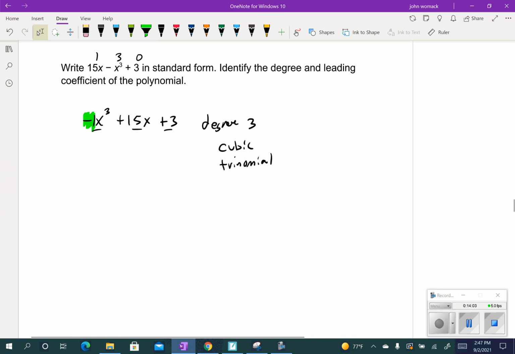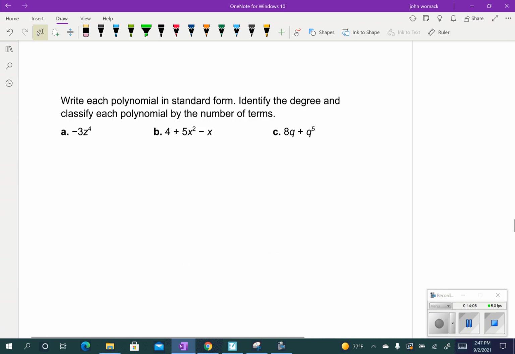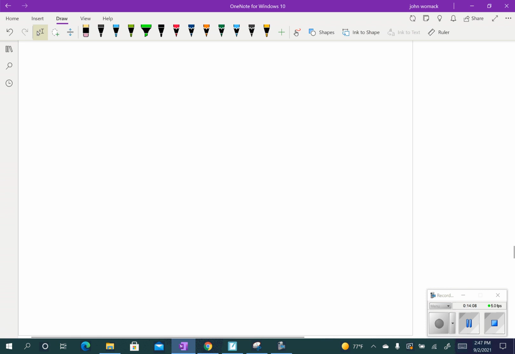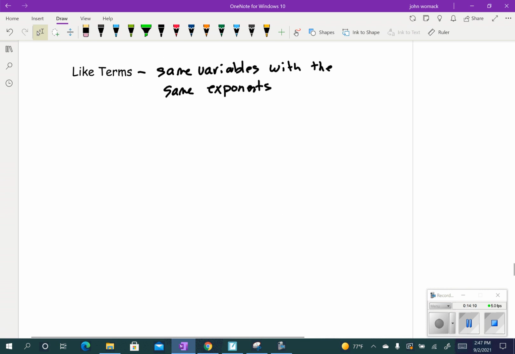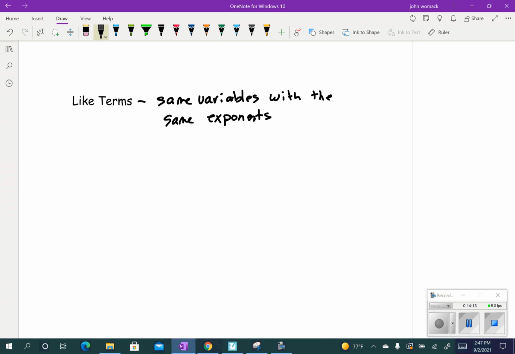All right, the next thing we're going to do is add or subtract polynomials. So to do that, we first have to understand what like terms are. This is in your notes there, but like terms are terms that have the same variables with the same exponents. You've seen these before. An example would be 5x plus 2x. Well, they're the same because they both have an x and they're both x to the first power. So they have the same variable and the same exponent. The reason why like terms are important is because you can add like terms together. 5x plus 2x is 7x.